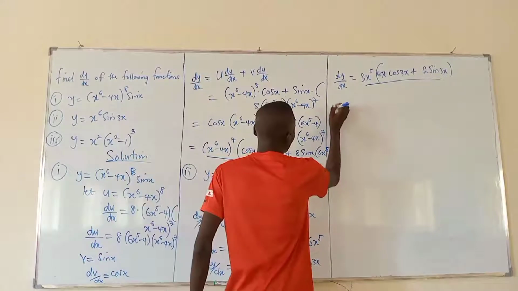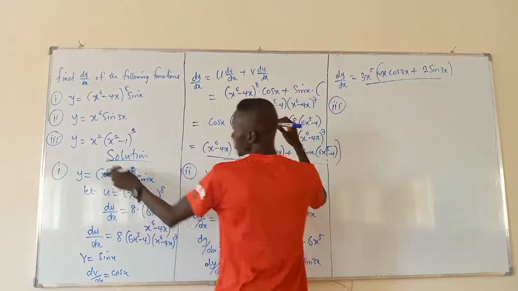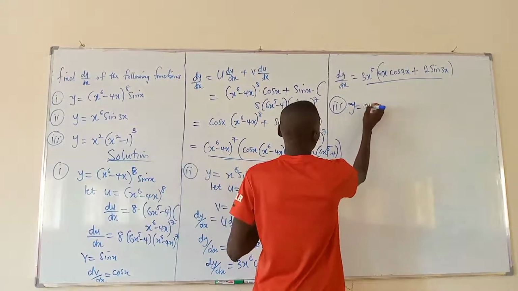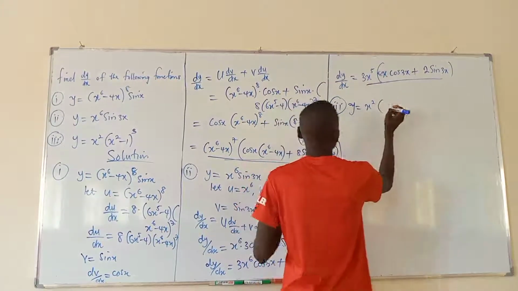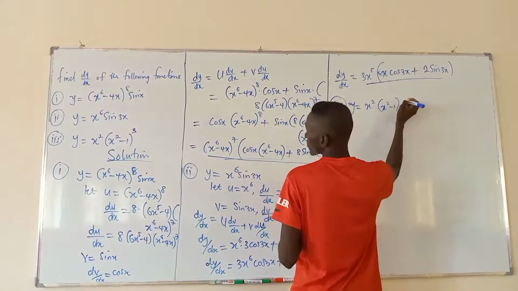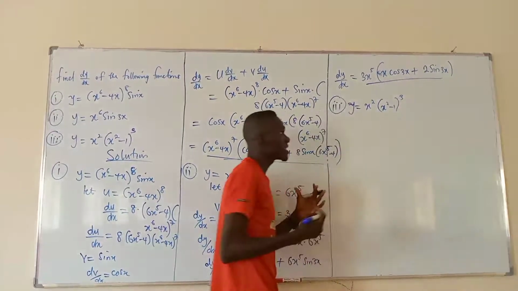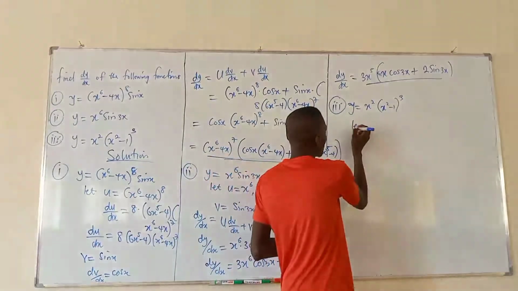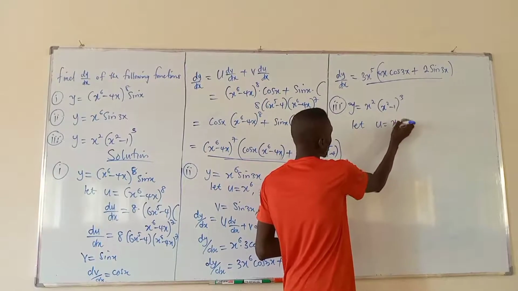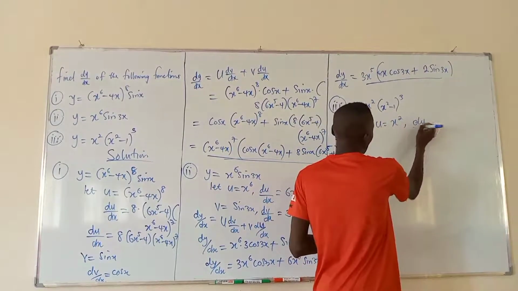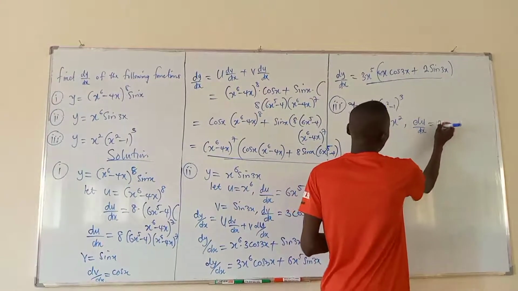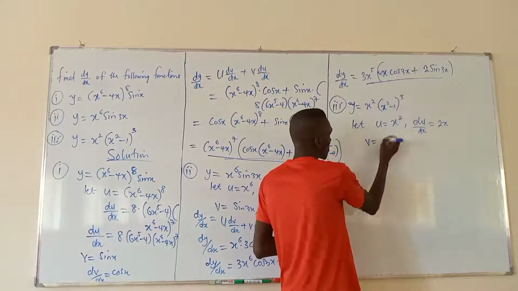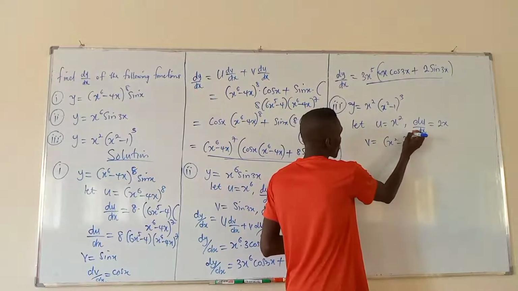Now lastly, for the third one, y is equal to x squared times (x squared minus 1) raised to the power 3. This is still clearly product rule, but it's combined with what? Chain rule. So we say let u equal just x squared, so that our du/dx is going to be what? Just 2x. So what is v? v is going to be the last part, which is (x squared minus 1) raised to the power 3.